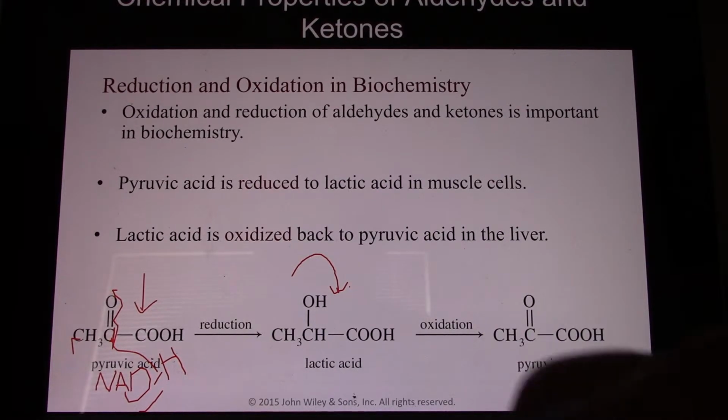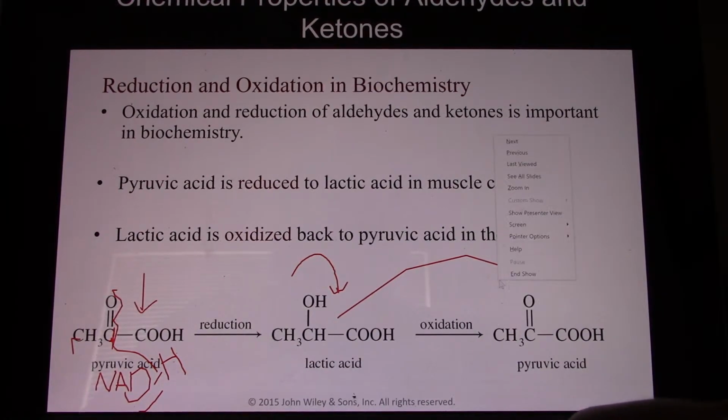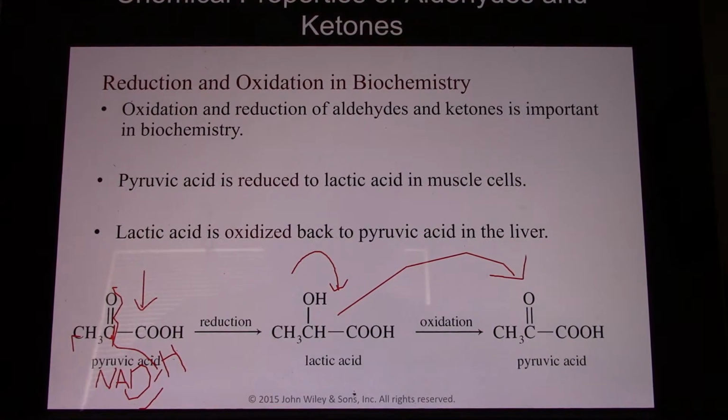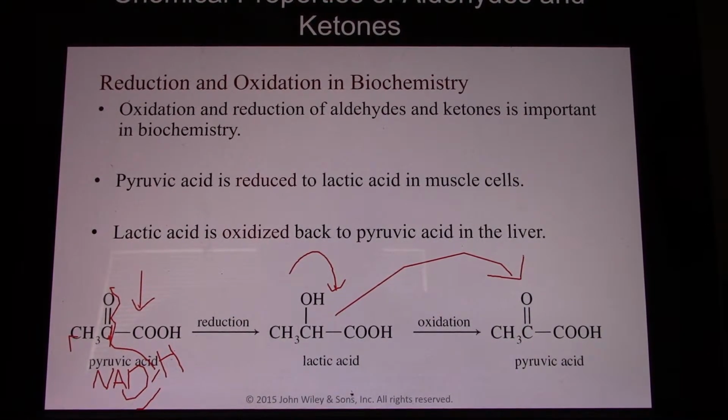And then when you're done working out, this lactic acid will go back to your liver and get reoxidized to pyruvate again in the Cori cycle. And then, while you're resting, you can break it down all the way to carbon dioxide.